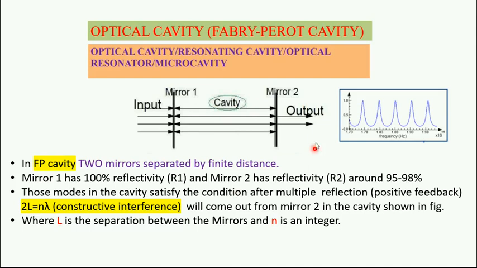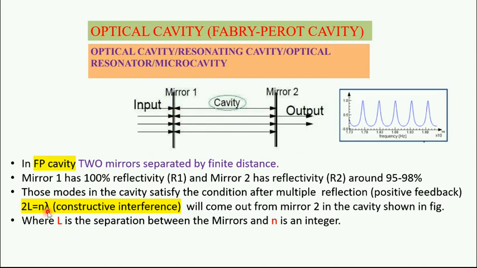So there are rays coming out with constructive interference and destructive interference. You studied these things in your +2 classes. The constructive interference condition is 2L = Nλ. L is the separation between these two mirrors. Why 2L? One ray comes here, goes there and comes back, the full round trip, that is 2L. So 2L = Nλ.